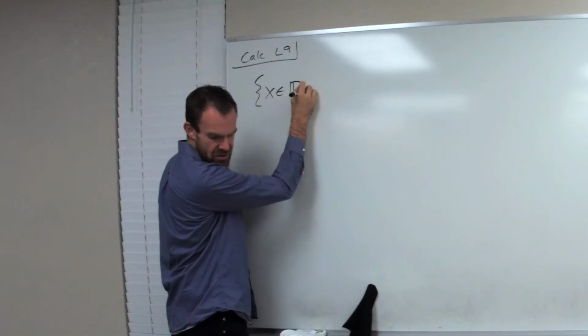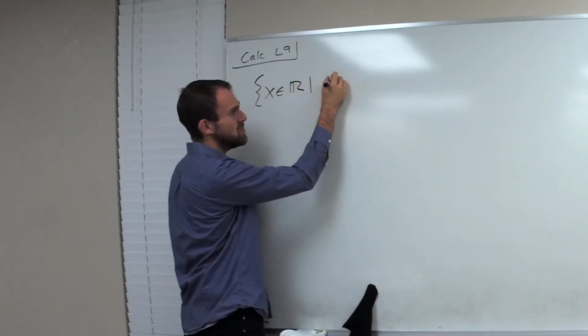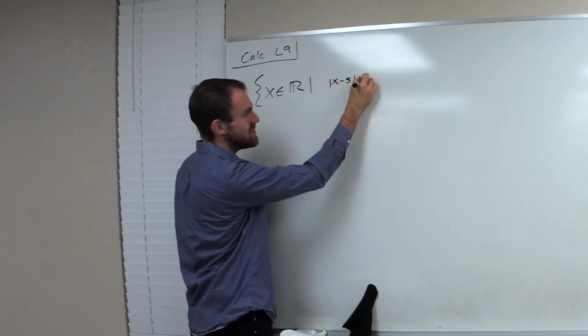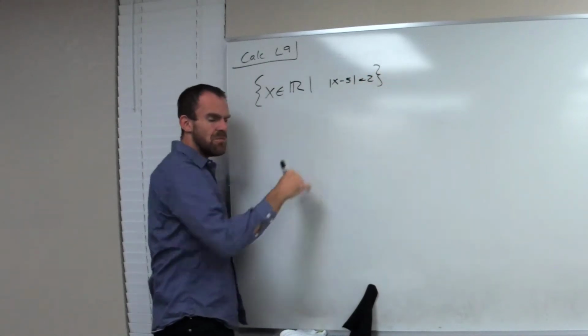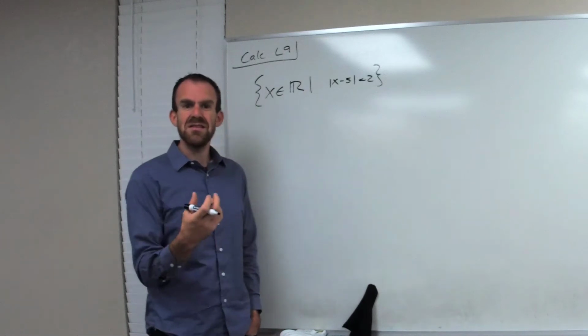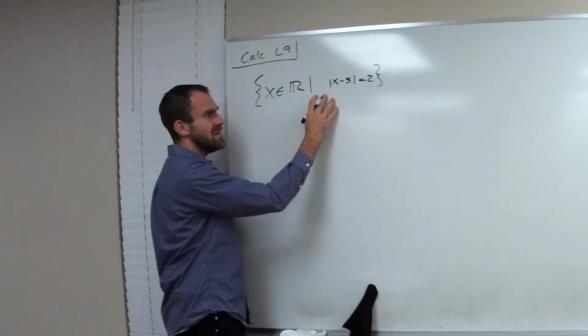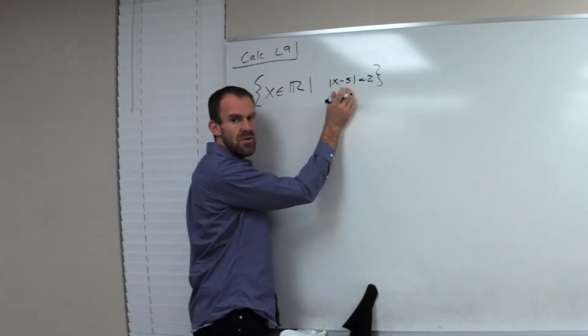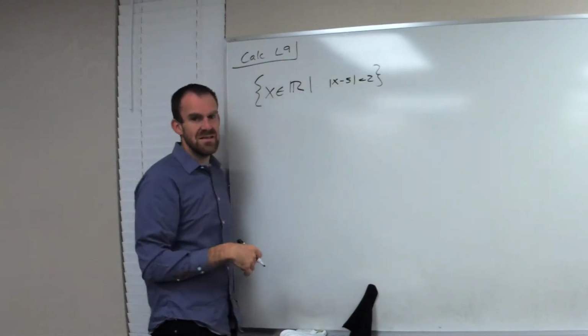x is in the real numbers and the absolute value of x minus 5 is less than 2. Again, when we say absolute value, you need to remember that we're talking about the distance from 0. So I'm saying the distance from 0 of your number minus 5 is less than 2.